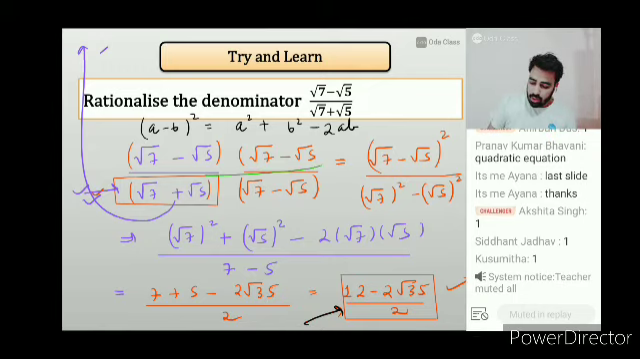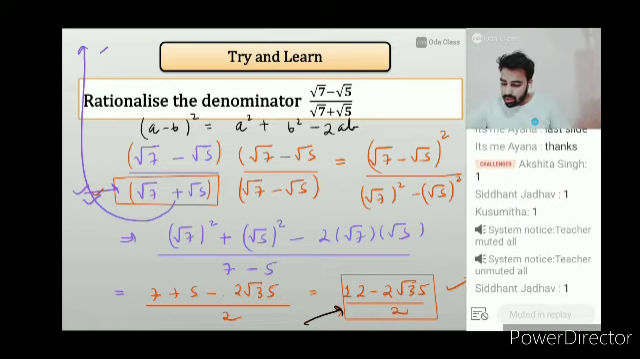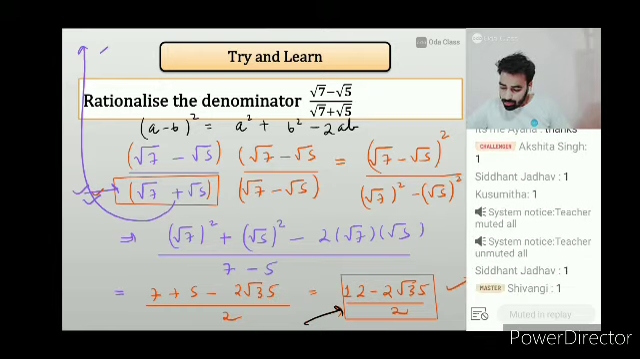Now when I multiplied in the numerator, I got a form like this: (a minus b) whole square, where a is root 7 and b is root 5. Here I applied the logic: a square plus b square minus 2ab, and in the denominator, the third identity, that is 7 minus 5. Just expand it and you'll get it. Okay, note it down everyone, we'll give you more questions.